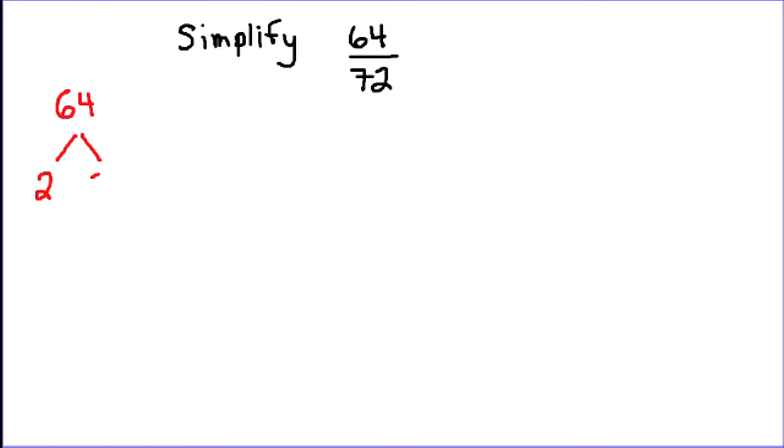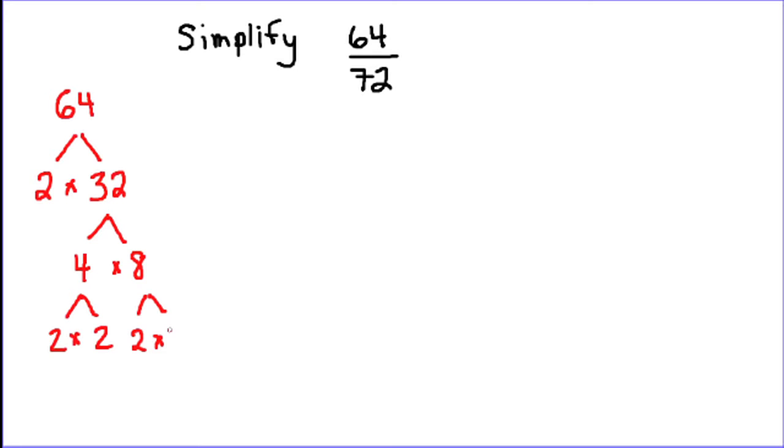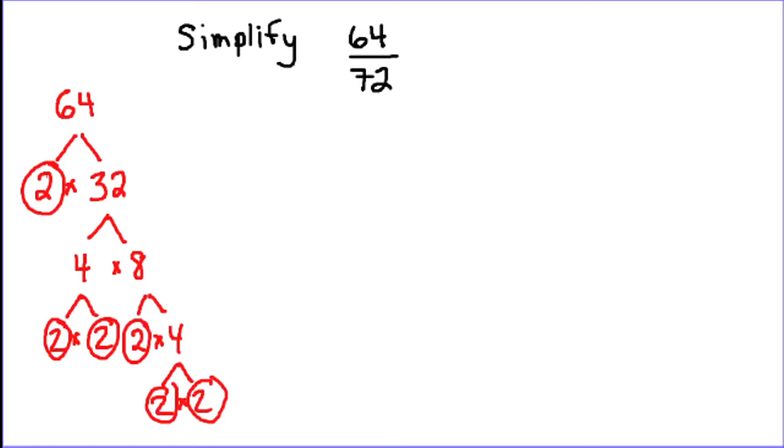I know that 64 is equal to 2 times 32. And 32 is equal to, let's go, 4 times 8. 4 is equal to 2 times 2. 8 is equal to 2 times 4. And 4 is equal to 2 times 2. So there is my list of factors, or my list of prime factors, better yet, for 64.